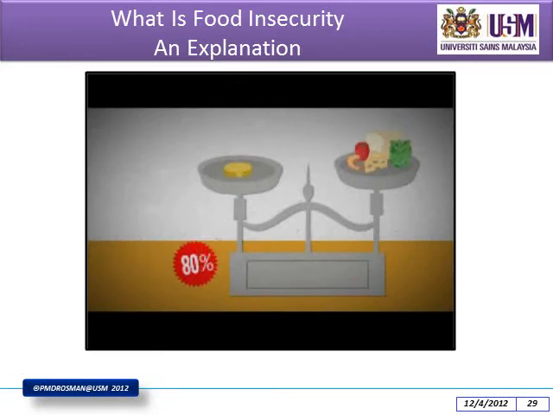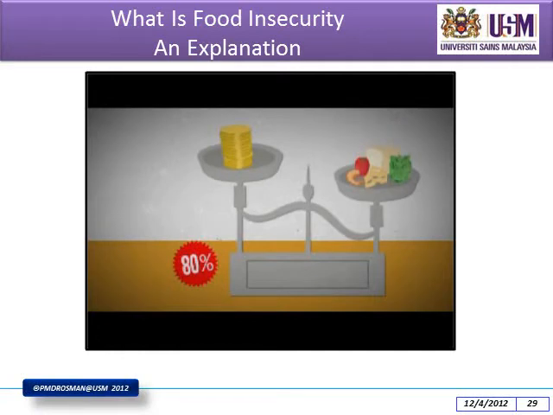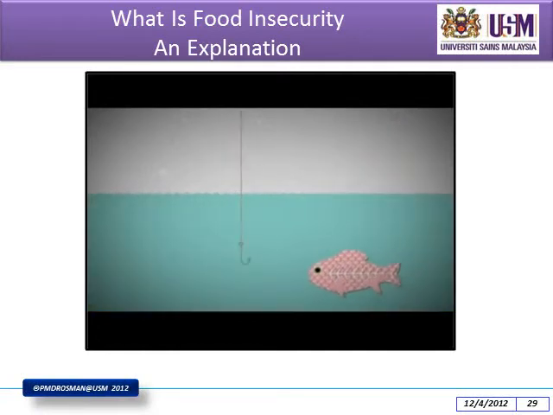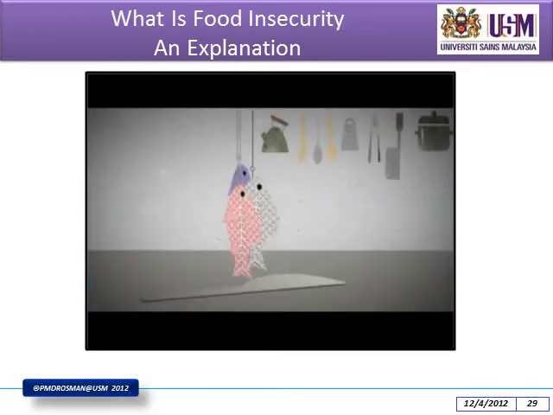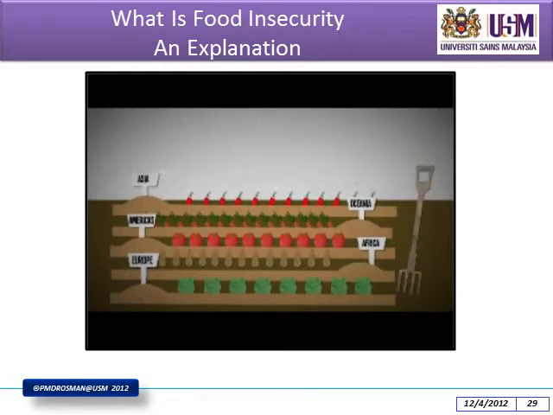The poor spend up to 80% of their earnings on food, so any rise in food prices means they have to cut back on the number of meals they eat. If you grow up without enough food, your body is weaker and you'll find it harder to escape poverty. Your kids are likely to grow up hungry too. But the world produces more than enough food to feed everyone. The challenge is to make sure everyone can access it.